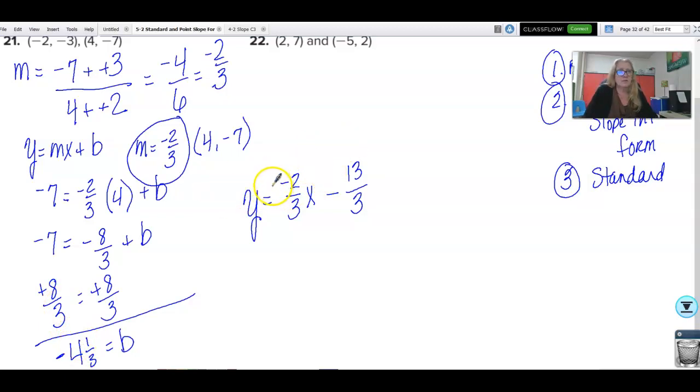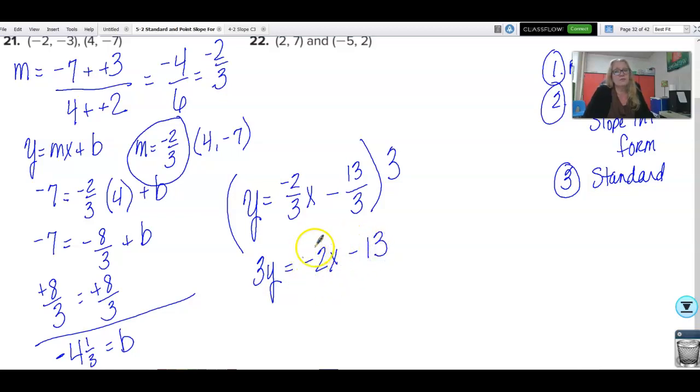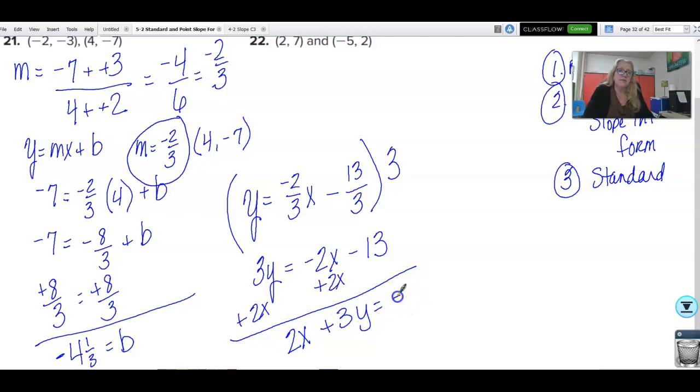Here's why I did this. When we go to standard form, we can't have fractions in front of our x. So I know the first thing I'm going to do is multiply everything by 3, and it's easier to multiply an improper fraction by 3 than it is a mixed number. So that gives me 3y equals negative 2x minus 13. Now, to go to standard form, I need to get this 2x over here. So I would add 2x to both sides. I know this is a lot of work for one problem. Trust me, I know. Gives me 2x plus 3y equals negative 13. And there you're finally done with that one.